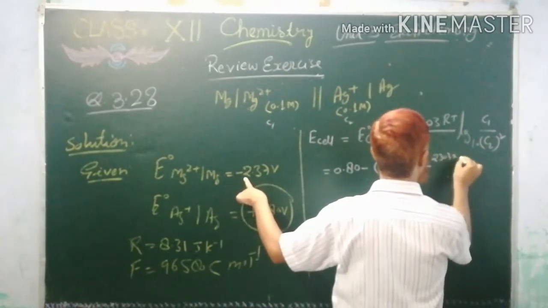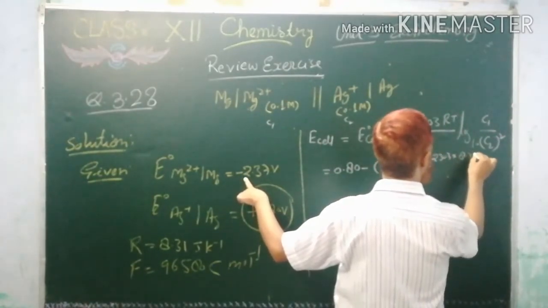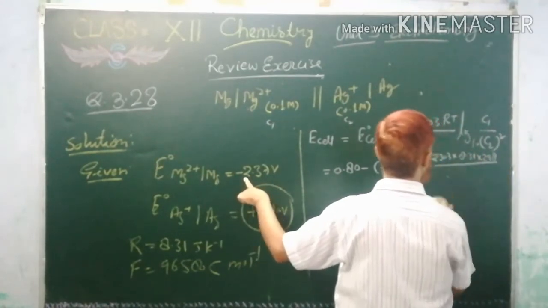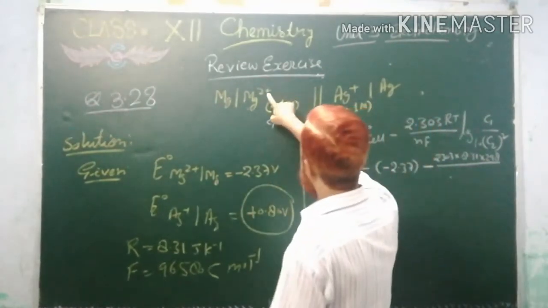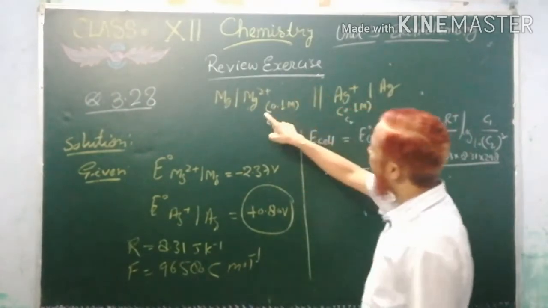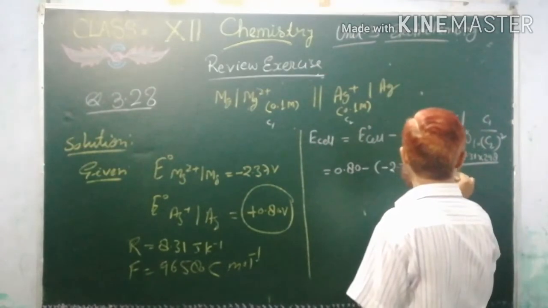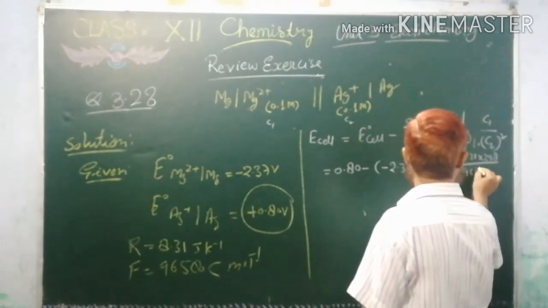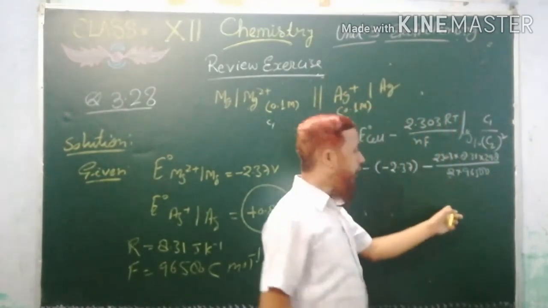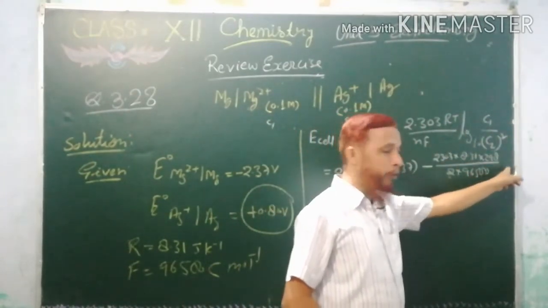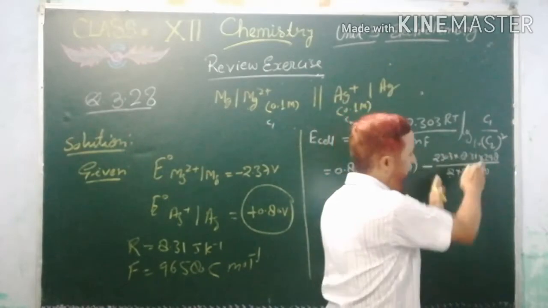2.303 into R, 8.31 into T, which is given 298 Kelvin, upon n. The value of n will be 2 here, because when you write the reaction, electrons will cancel by 2. So there are 2, and F will be 96,500. This all you will write. Then log C1 also you substitute, and C2. So there is no space, so I am going to adjust this.